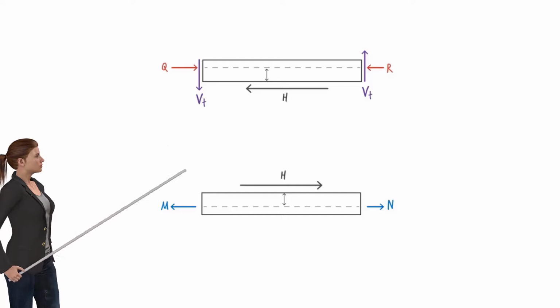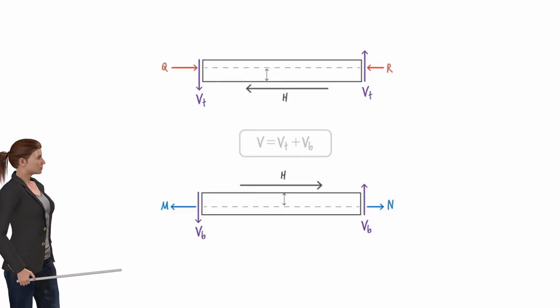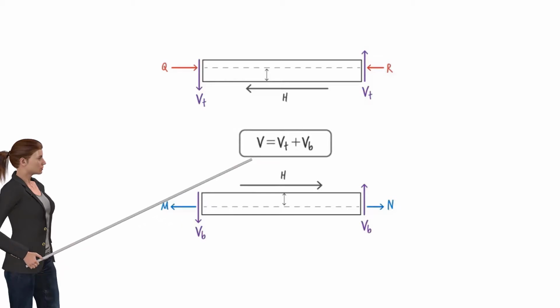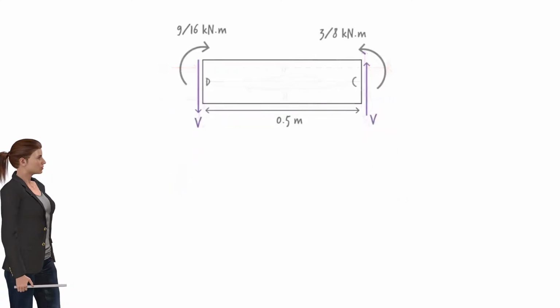I'm going to refer to this shear force as VT. We get a similar pair of shear forces in the bottom segment as well. Let's refer to them as VB. Then the total shear force at the left and right end of the segment is the sum of VT and VB. This shear force comes about because of the differential bending moment at its ends. We can easily determine the shear force by writing and solving the moment equilibrium equation like this.